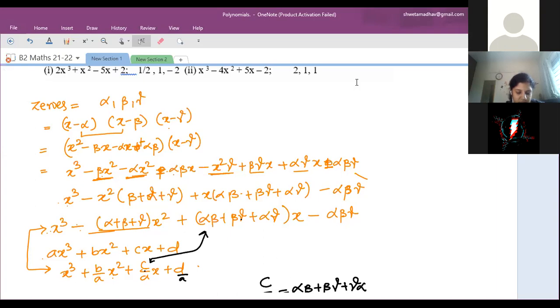Ma'am, in the fourth step after minus alpha x square, is it plus or minus? It is plus, it is beta. Plus here, no? Okay, ma'am. It is plus.